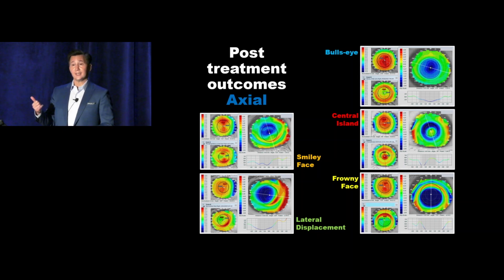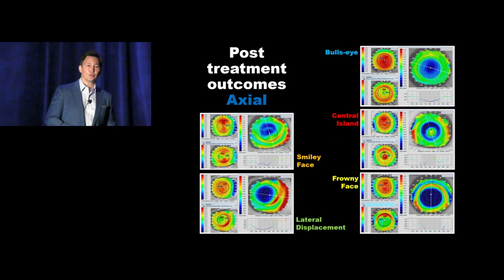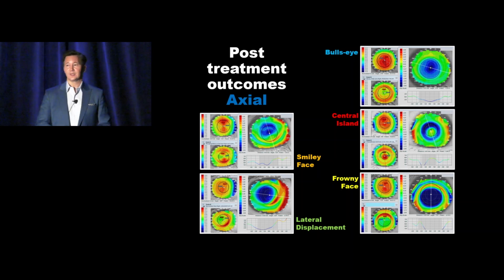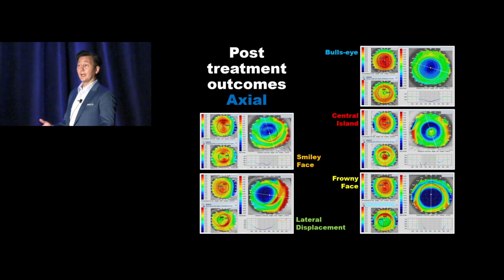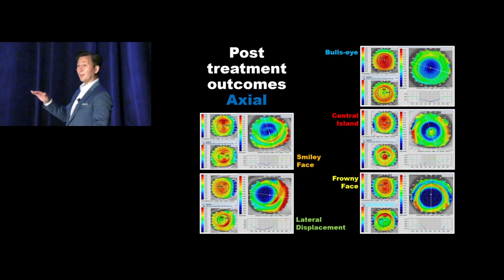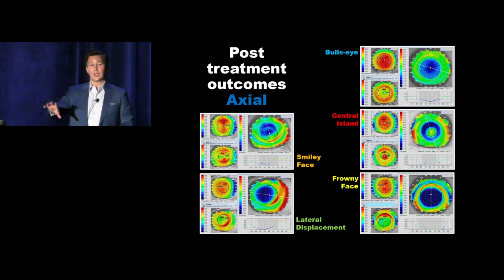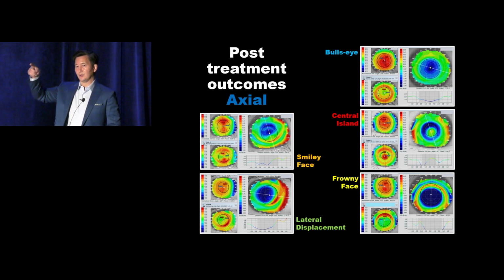So the bullseye is the target of treatment. That's a well-centered blue treatment zone. The smiley face is where the treatment rides high and you get a smile, a hot curvature just inferior of center. So it's riding high, giving you that smile. The opposite would be if the blue treatment zone rides low and you get your paracentral steepening up top. That's an inferior positioned lens.